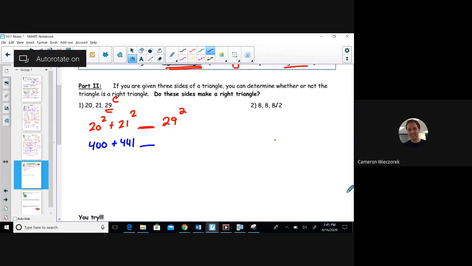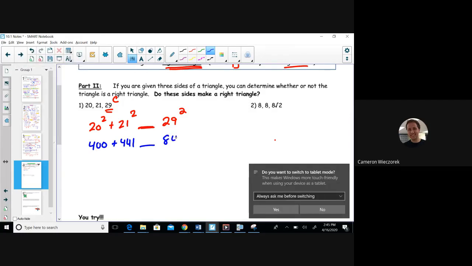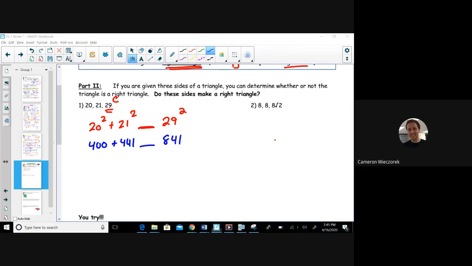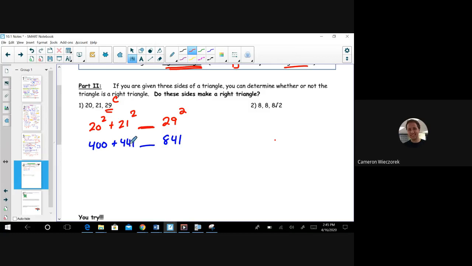29 squared I just found on my calculator was 841. And so now I add them up. 400 plus 441 is 841. And the other side is also 841. So now you ask yourself the big question, does 841 equal 841? Yes, it does. It's the same number, which tells me, yes, this is a right triangle because a squared plus b squared did equal c squared.